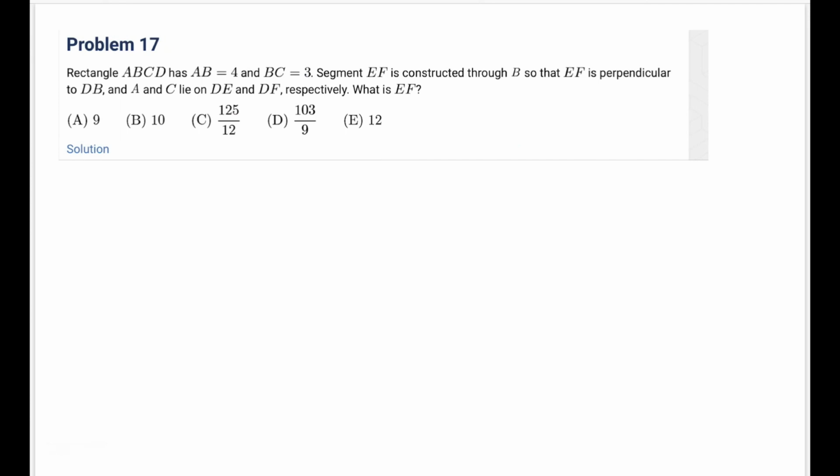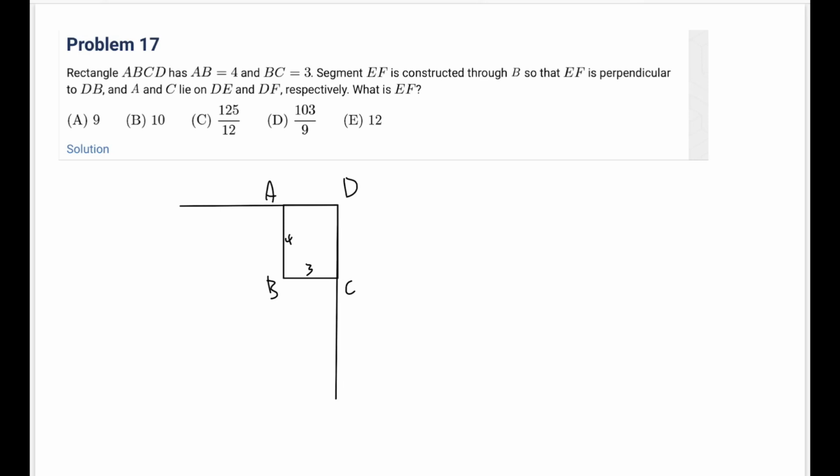Problem number 17. Rectangle ABCD has AB equals 4 and BC equals 3. Segment EF is constructed through B so that EF is perpendicular to DB, and A and C lie on DE and DF respectively. What is EF? Okay, so let's have a rectangle. So this would be 4, this would be 3, and the segment EF is constructed through B. Okay, so let's say that there's a line like that, and then a line like that.